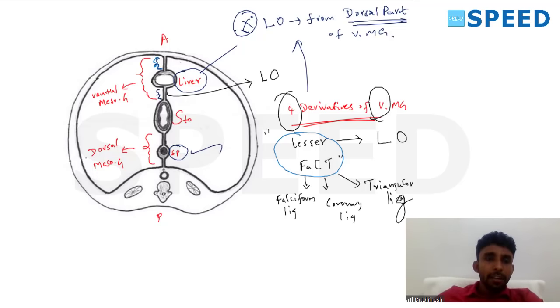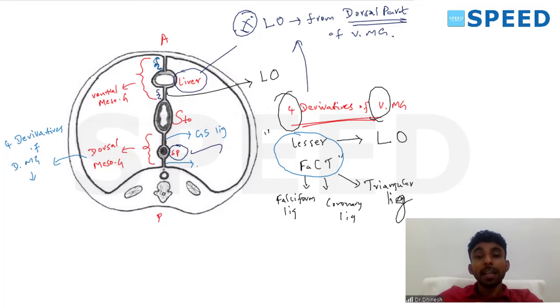Fine. Now, can you tell me the 4 derivatives of dorsal mesogastrium? Yes, there is one ligament I am marking now, which is extending between the stomach and the spleen. So what will be the name of this ligament? Yes, gastrosplenic ligament, isn't it? Gastrosplenic ligament. And right now I am marking one ligament that is also derived from the dorsal mesogastrium only, which is extending between spleen and kidney. Namely, yes, it is lienorenal ligament.